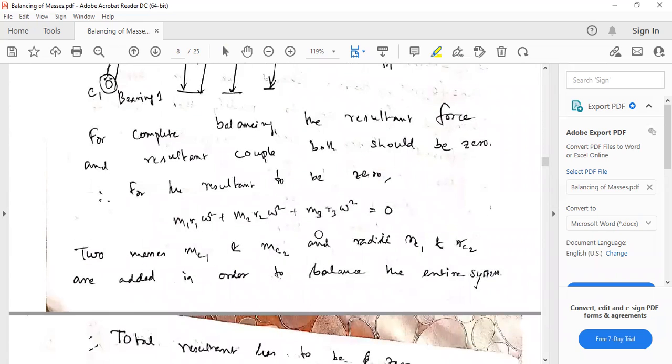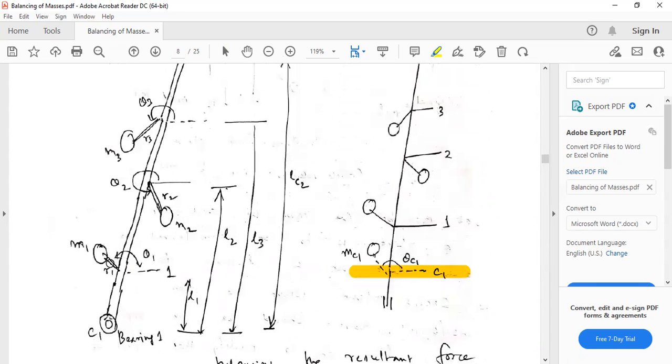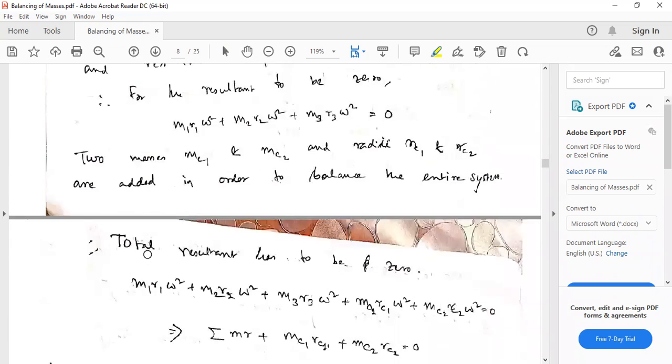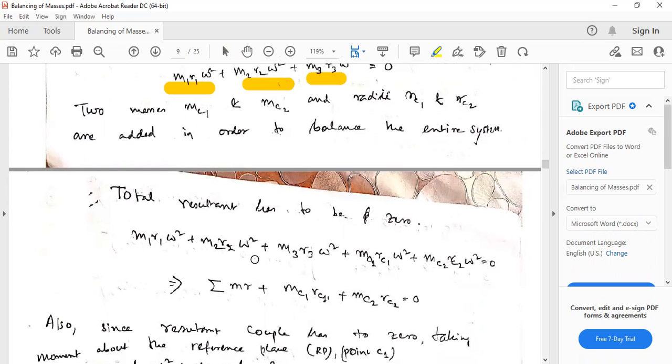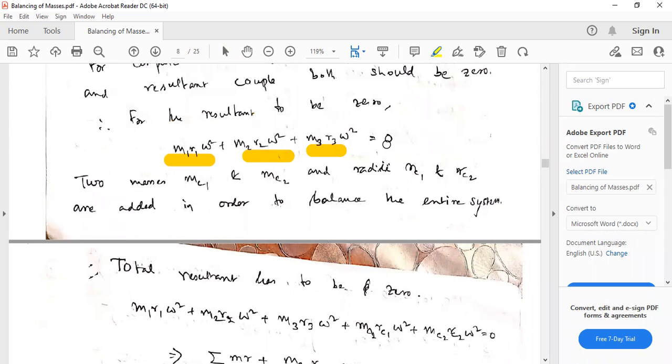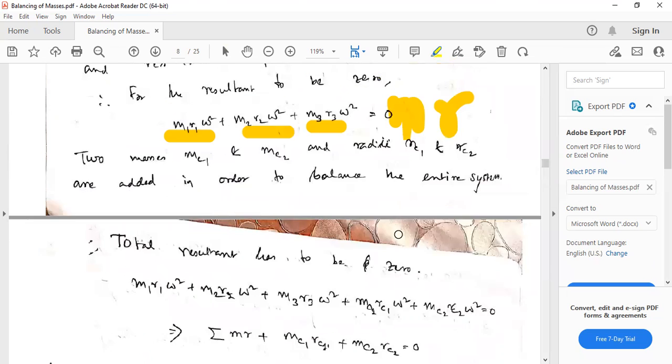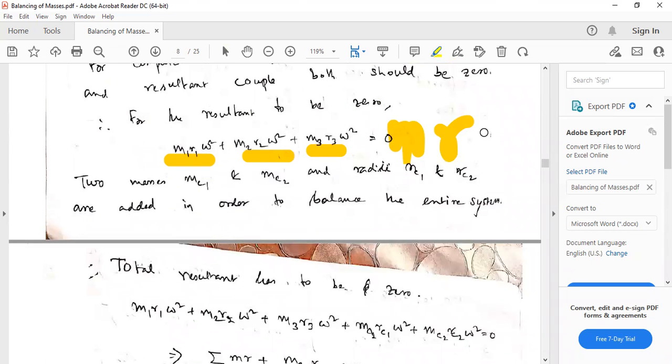Here you see, the first thing is we need to balance all the masses. So the first thing is static balancing. You see, the resultant of these three masses has to be 0. This is the centrifugal force for each of them, so they must sum to 0. So in place of the force, we'll write m r omega square.